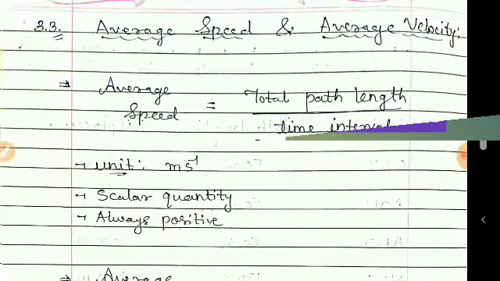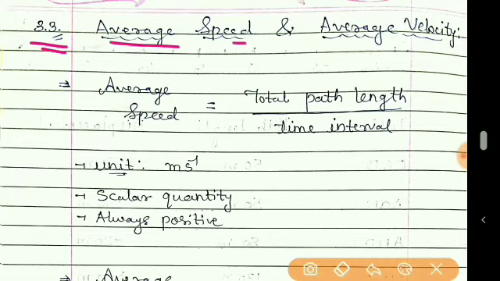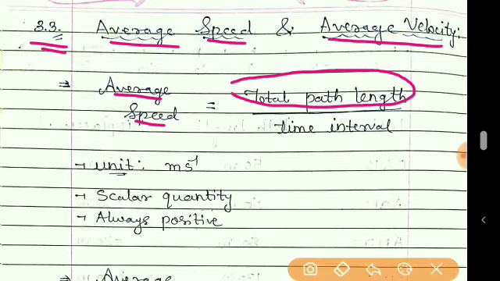Hello students, today we will start with new topic number 3.3, average speed and average velocity. Now, according to the definition of average speed, it is the total path length upon time taken.